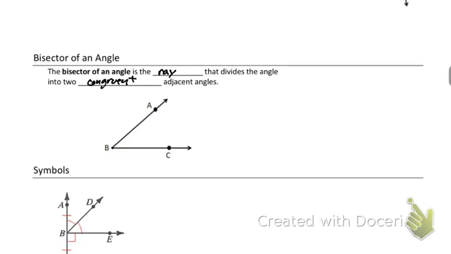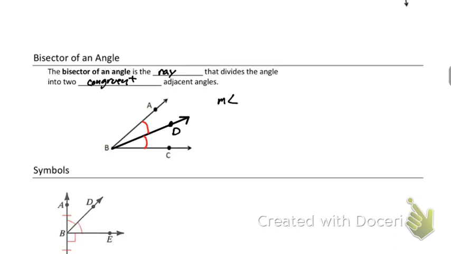adjacent. Oh, what does it mean to be adjacent again? I already forgot. Sophia? Same side and vertex. So this isn't that yet. So we have to draw a ray. Does that look like we have two adjacent angles? Yeah, right? And what's going to happen is that is going to create two congruent angles.